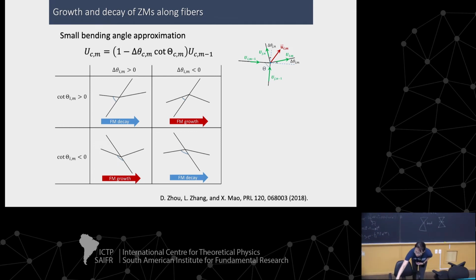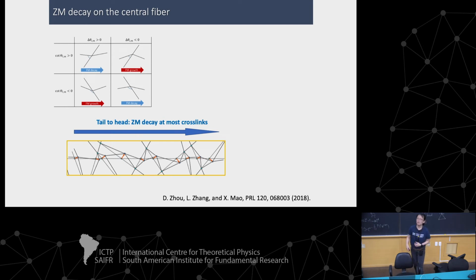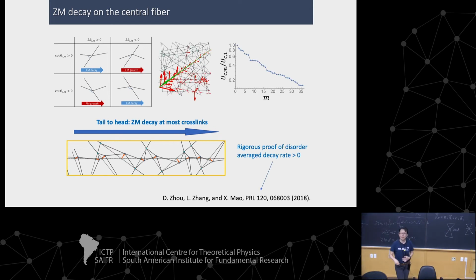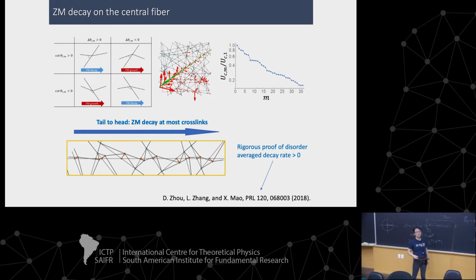And you can show that if you have a large network and you pull this fiber to the right, then on most of the sites, it is decaying. And in the paper, we did a more careful calculation of the disorder average and showed that you get a positive decay rate. Okay? So that's basically how we can polarize a disordered fiber network in 2D.